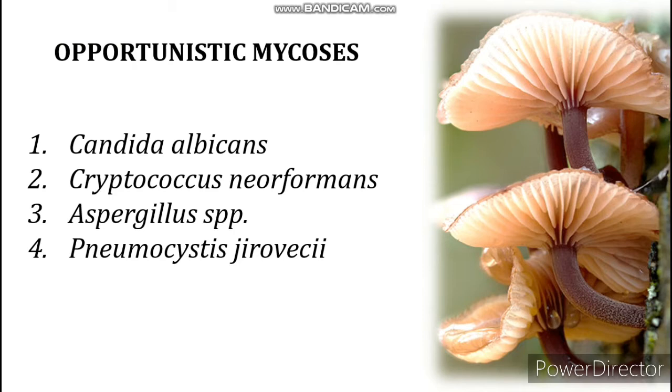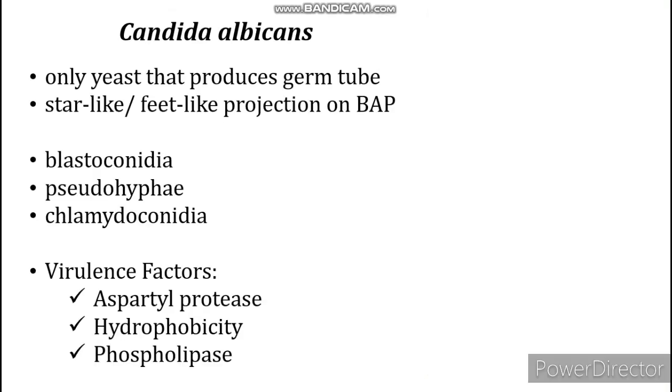And lastly, for the classification of mycoses, you have your opportunistic mycoses. So we'll discuss them one by one. First one, your Candida albicans. Your Candida albicans is the only yeast that produces a germ tube.